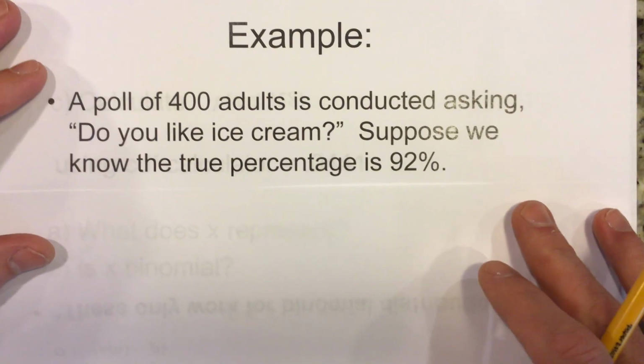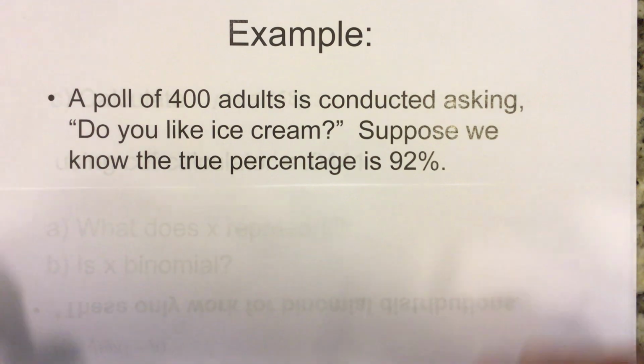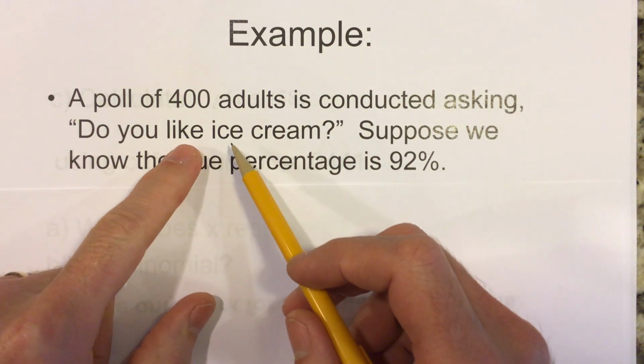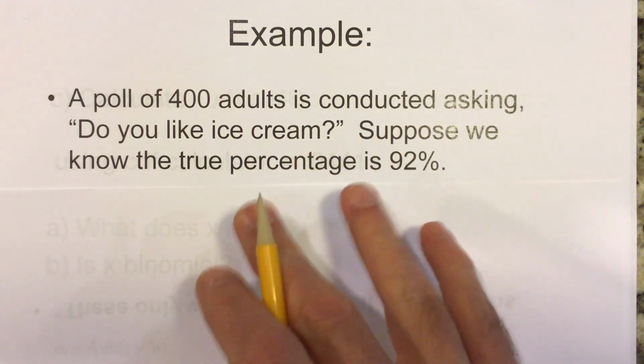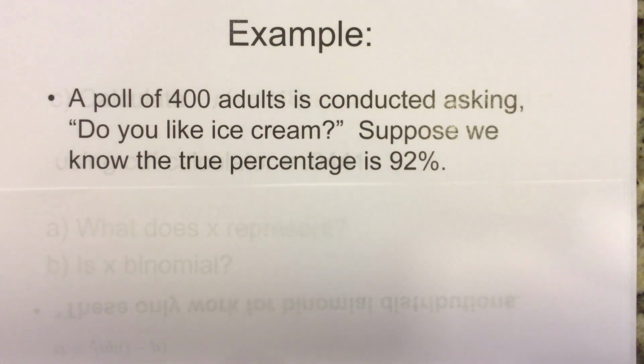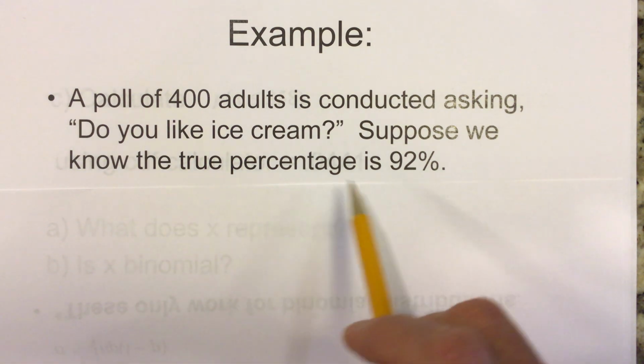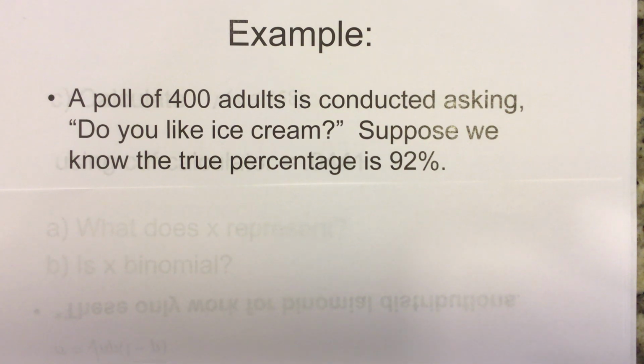All right, so let's try an example here. Let's say we take a poll of 400 adults and we ask a super important, life or death question: do you like ice cream? Now, I'm kind of leading you into inference, which we're going to learn in chapter 10. Let's pretend that we know the true percentage of adults who like ice cream is 92%. I know we really don't know that, but let's pretend that we do.